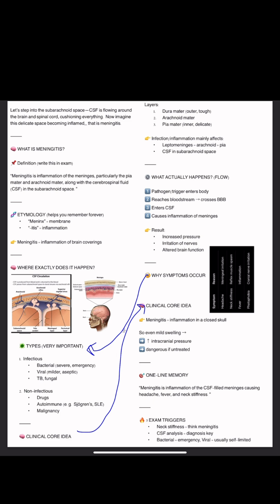Then the monoclonal antibodies, they will cause a hypersensitivity reaction, they will activate the cell-mediated response, and they will cause meningitis. Autoimmune conditions like Sjogren's syndrome, SLE, and malignancy, neoplasm will also activate the immune response and hence cause meningitis. In malignancy, what happens? The tumor cells irritate the meningeal layers.